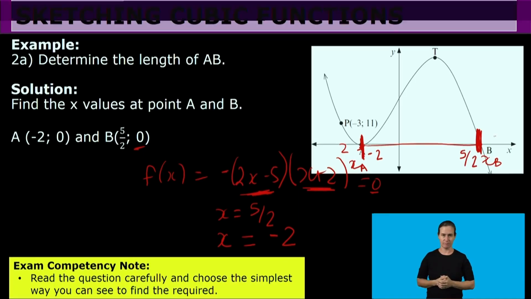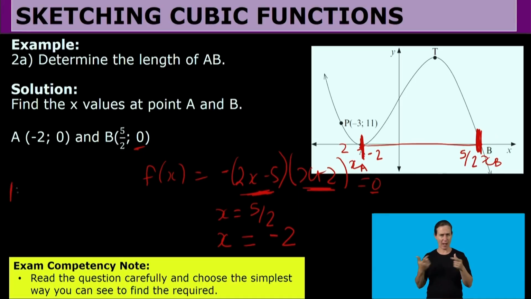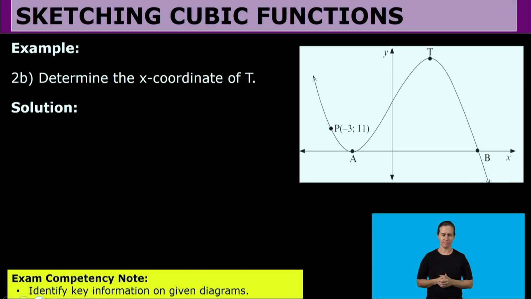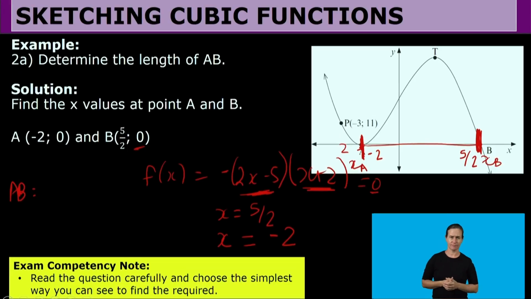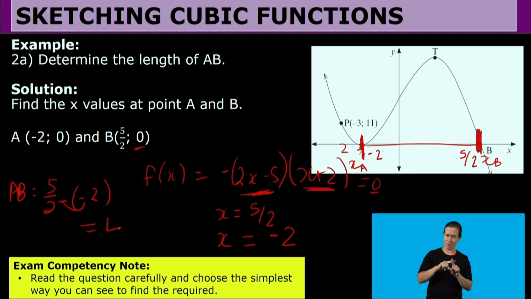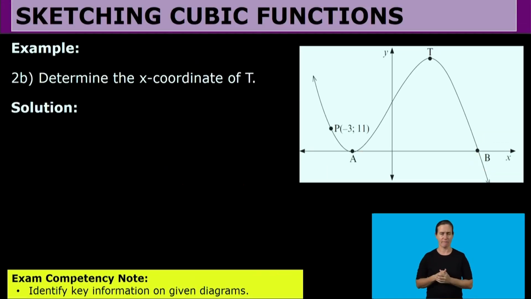Okay. So to find that length AB, remember what I said, it's going to be the x value at point B, so it's 5 over 2 minus -2. 2.5, minus times a minus is a plus, 2.5 plus 2 would give me 4.5. So therefore the distance from A to B is 4.5 units.